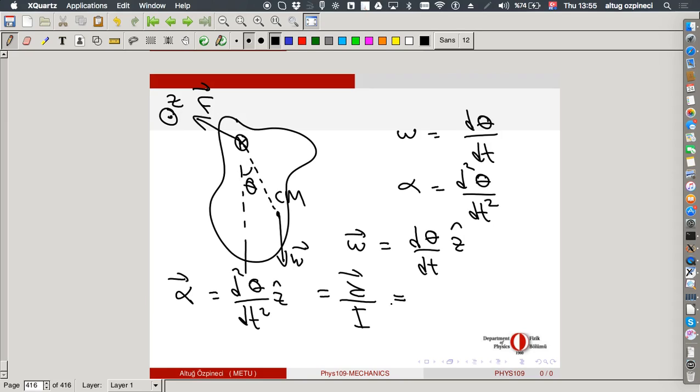So what is the torque created by this force at this point? Zero. What is the torque created by the weight? First of all, what is the direction of that torque? Let's see, this is R, this is the force F, right? R cross F is into the screen. So it's in the minus z direction.